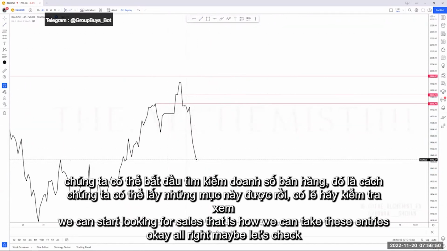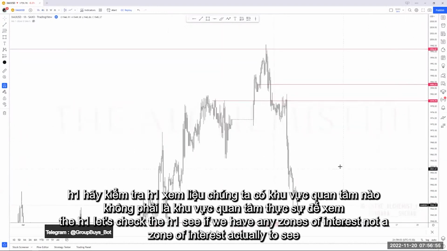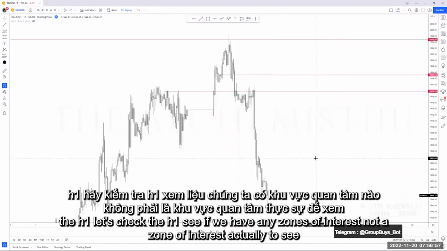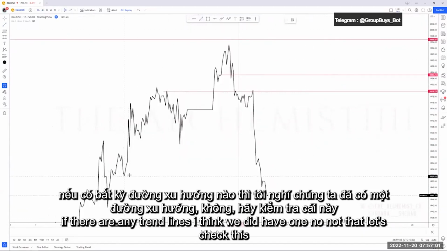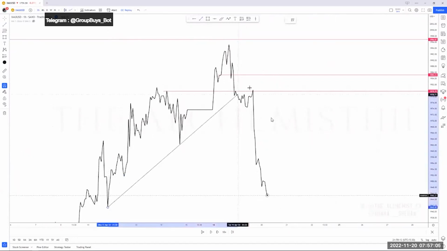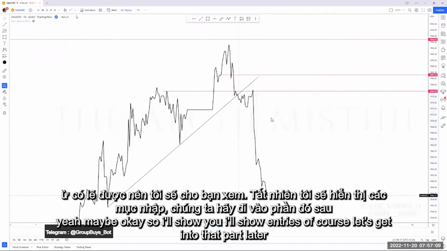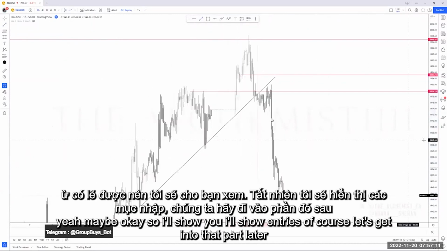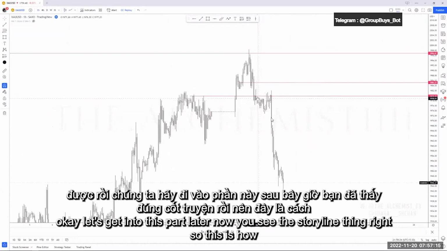Or else maybe let's check the H1 to see if we have any zones of interest. Not a zone of interest actually, to see if there are any trend lines. I think we did have one. No, not that. Let's check this. Yeah, maybe this one. Okay, so I'll show you entries. Of course, let's get into the entries part later.